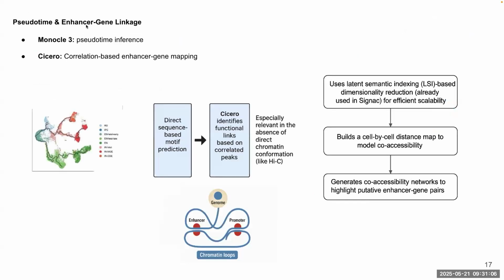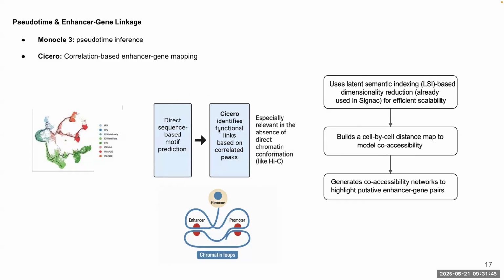Well, after that, there are very specific steps for the authors, like running the pseudotime and looking for the linkage between enhancers and genes. They use Monocle to do the pseudotime inference. I'm not going to talk about cell trajectories, but they use it. And they also use Cicero, that is a tool to make correlation-based enhancer-gene mapping. So I think what I can mention about this is that there are different ways, or let's say different approaches, to call the peaks.